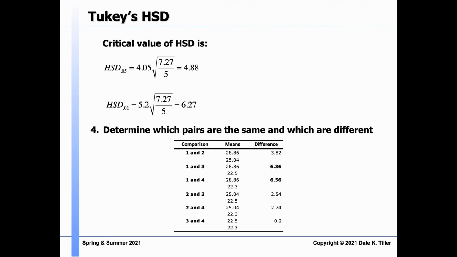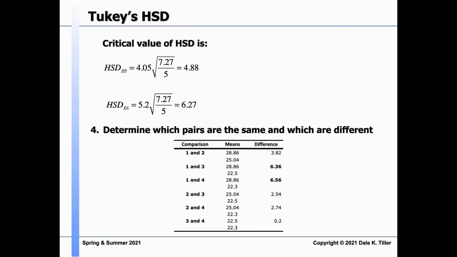The next step shows the critical value of the honestly significant difference following the formula that we've previously defined. So honestly significant difference at 0.05 is equal to 4.88. If we were using the alpha level of 0.01, the honestly significant difference would be 6.27. So since we're using 0.05, we determine which pairs are the same and which are different. These are highlighted in the table.